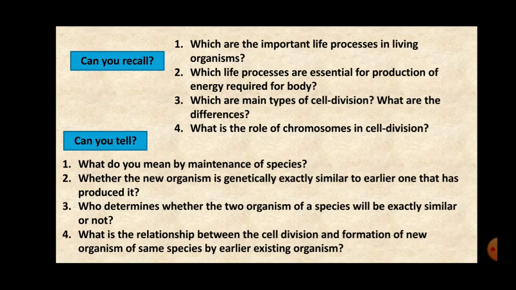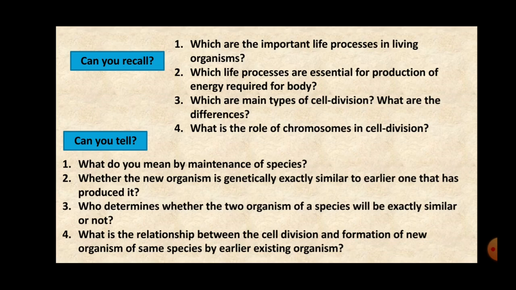And in meiosis, if you remember, there is a term called crossing over of homologous chromosomes, right? A pair of homologous chromosomes come together and they exchange a part of the chromosome with each other, okay? And this process is called crossing over, and thus the reason is that the new organism is not genetically exactly similar to the earlier one.